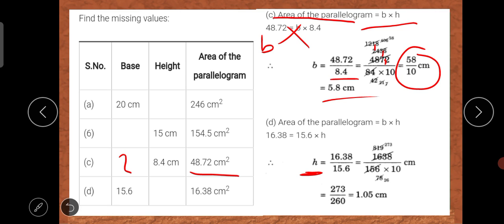Next one, see, area of parallelogram is given and here base is given, height is not given. So while finding the height, again the base will be written as the denominator and the area of parallelogram will be written as the numerator. Then cancel this one, we will get the answer 1.05. Everyone knows how to cancel by using the same number in the numerator and denominator.